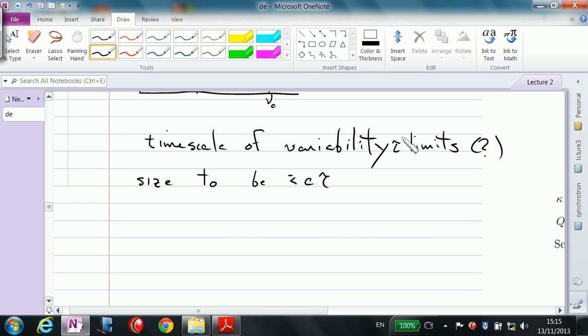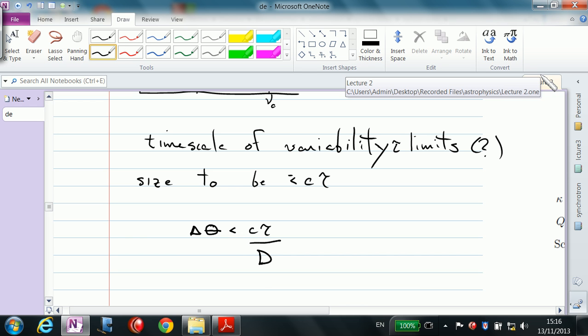Now, the maximum source diameter that's consistent with that, delta theta, has to be less than c tau over the distance to the object. And let's say you know the distance to the object because you see the redshift of the host galaxy. So you assume what this is, and then if you know the angular diameter and the flux, you know what the brightness temperature is.